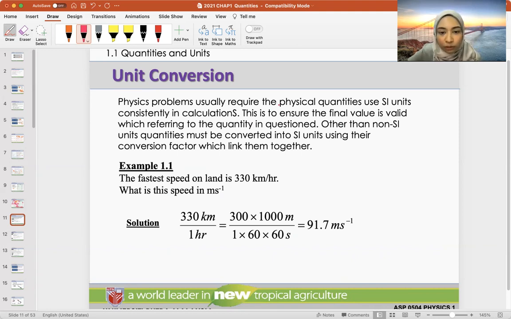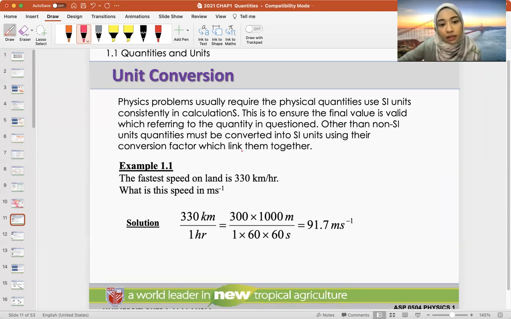Physics problems usually require the physical quantities to use SI units consistently in calculations, like I mentioned before. You want to have a standard unit so you know what you guys are talking about, like carats just now, like me with the contractor and using carats for scale doesn't work. This is to ensure the final value is valid so that I know the contractor knows what I want and I know what the contractor is talking about, right? So we have to use the same units or the same quantity.